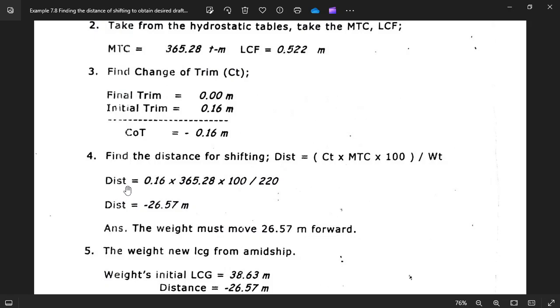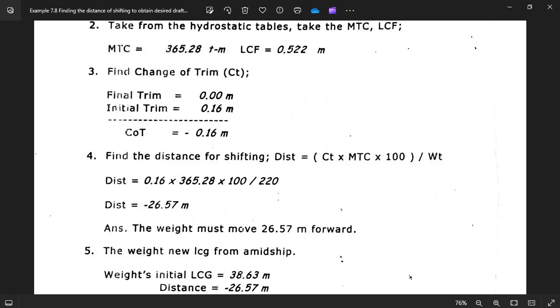Why negative? Because your change of trim is negative. You are trimmed by the stern. That's why it's negative. And the weight to move forward is 26.57. So what does it mean? So 26.57.